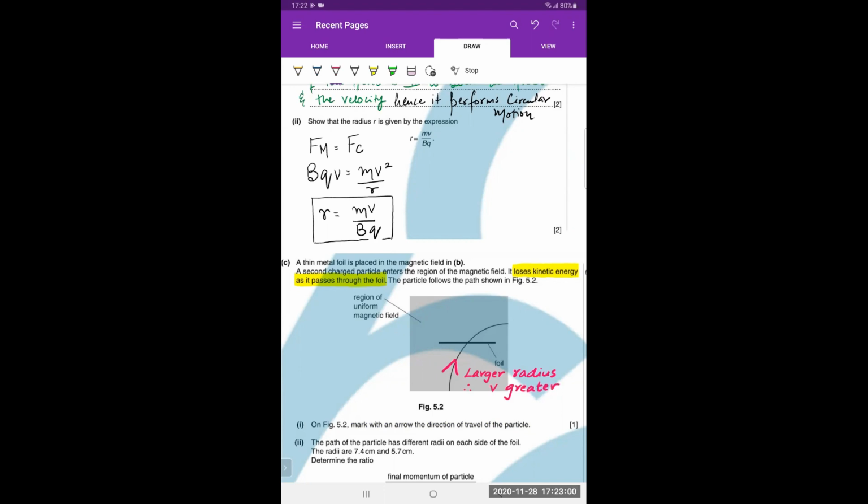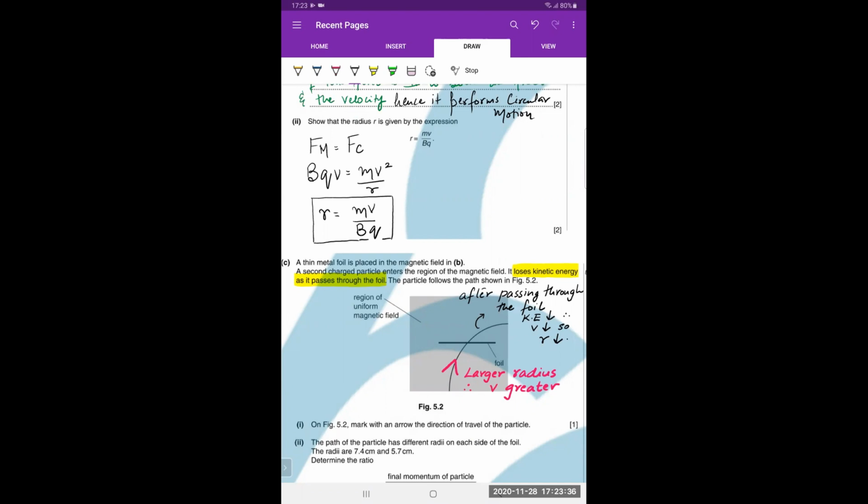And as it passes through the foil, after passing through the foil, its kinetic energy will decrease, its velocity will also decrease, so its radius must also decrease. So the red path correctly shows the direction in which the particle was traveling.